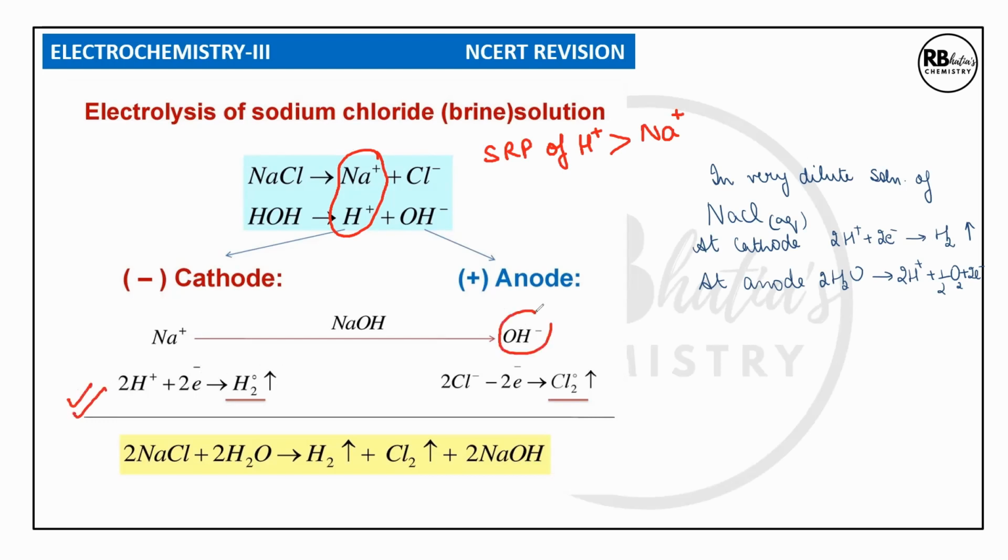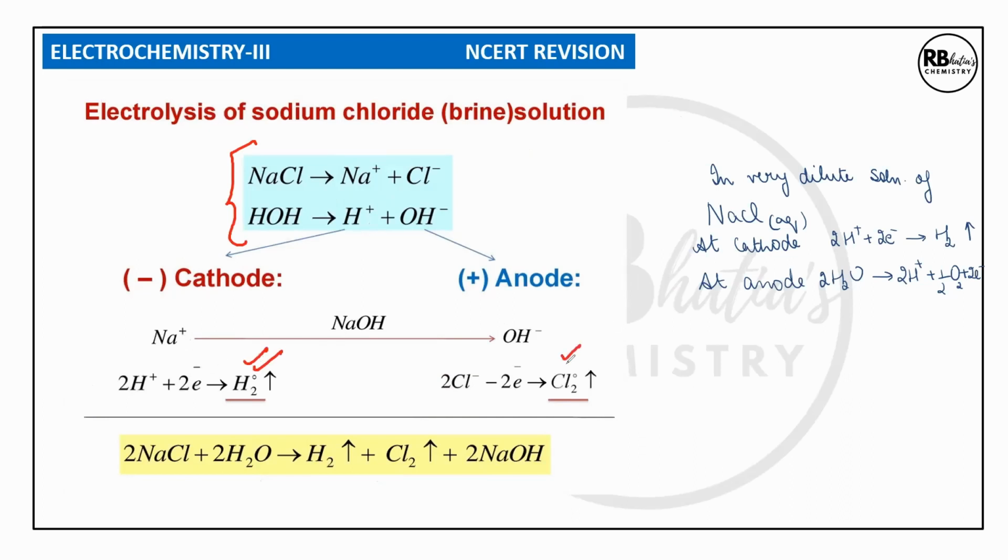Whereas at anode, out of OH negative and chloride ion, we have just now discussed, due to overvoltage, OH negative is not able to get released. Instead, chloride gets preferentially oxidized to chlorine. So we get this as the overall change. So for aqueous NaCl, at cathode hydrogen gas, at anode chlorine gas. You have to remember the products.